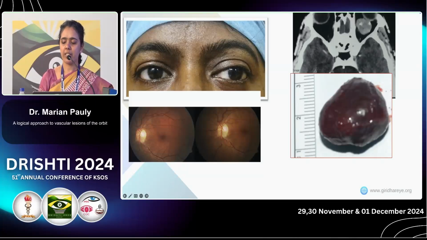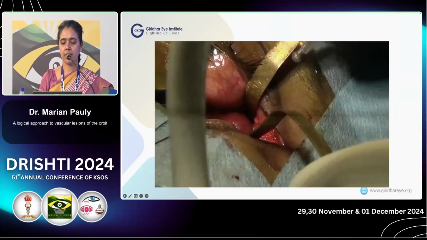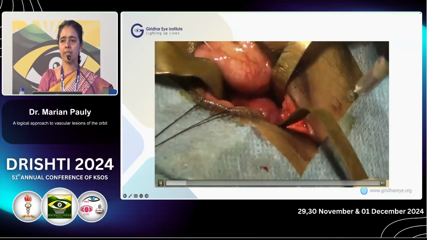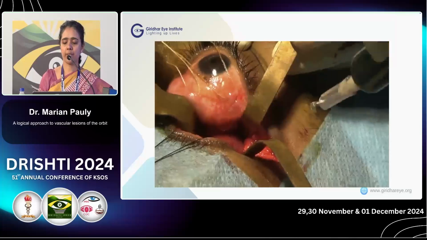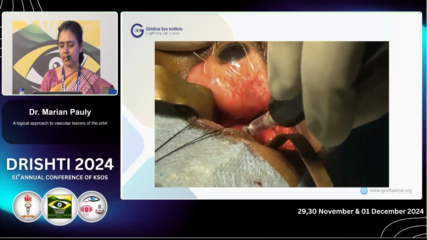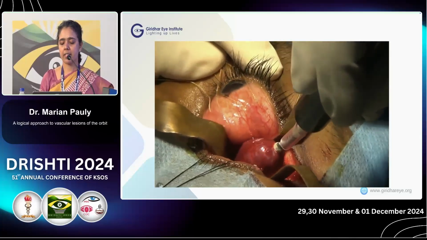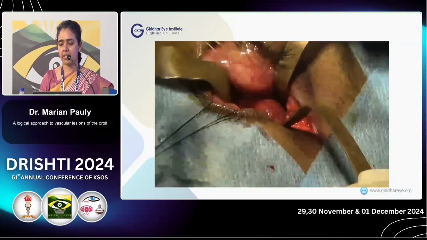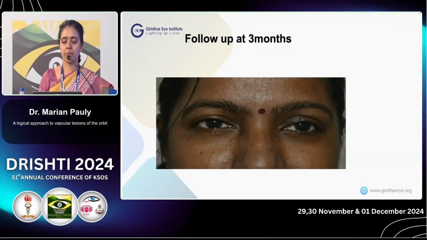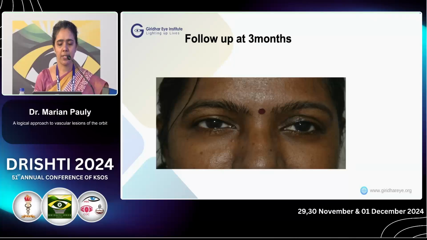So we did imaging and diagnosed it as cavernous hemangioma, and then we removed it later. I'm showing all cavernous hemangiomas; we always do cryo-assisted extraction after a lateral orbitotomy. The main thing is, if it is in an accessible quadrant, it is very easy. Otherwise, you have to combine two approaches, lateral orbitotomy and lid split. She is doing well at 3 months.